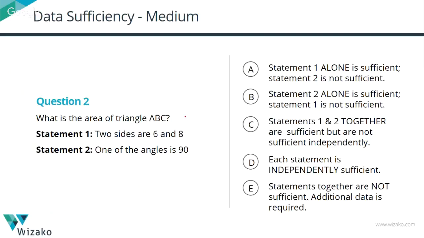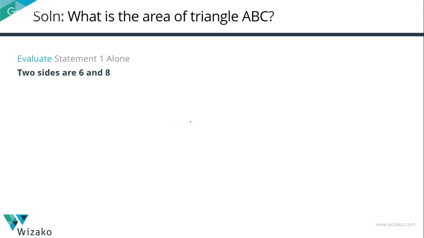This is again an area of a triangle question. The concept is simple. You need to get a unique number. You need to be able to say that the area of the triangle is 25 square units or something like that. Statement 1 says the sides are 6 and 8. Without knowing the third side, we'll not be able to find out. Don't make the mistake because you have seen 6 and 8.